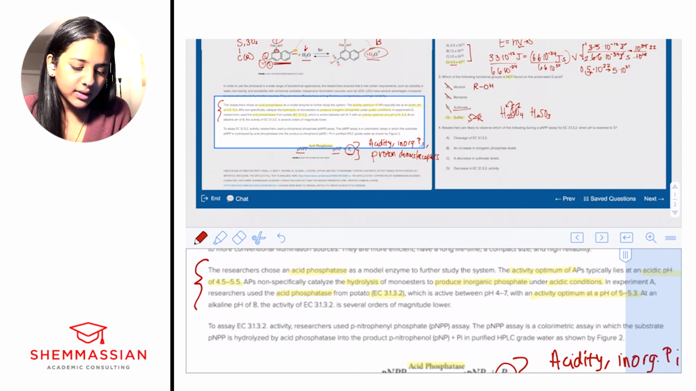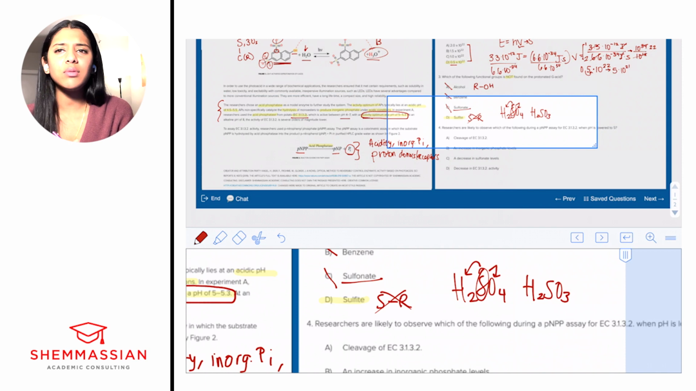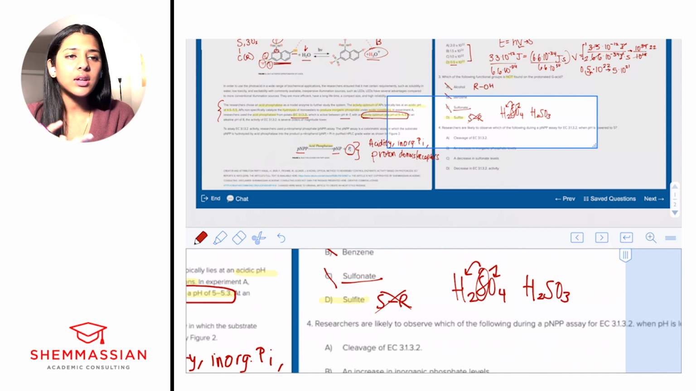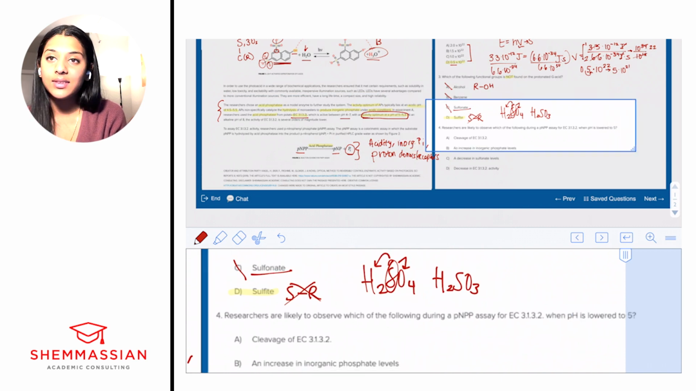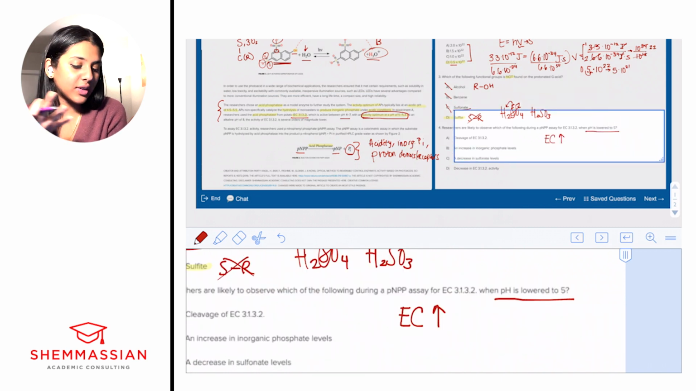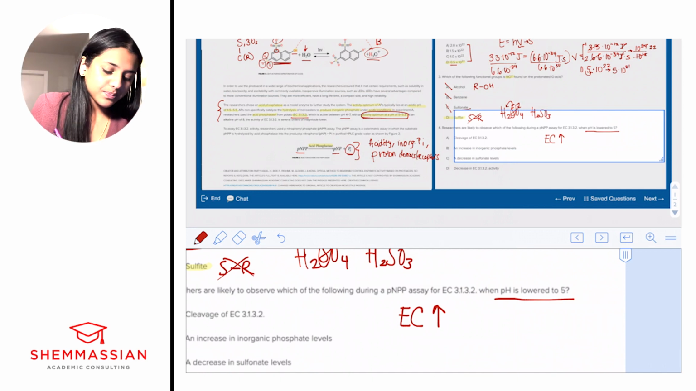And so what exactly do these answer choices say? A, cleavage of EC 3.1.3.2. So we don't learn anything about cleavage of the enzyme in this reaction or in this passage. It doesn't say anything about that. Surely that could be a way the activity increases, but since we're not given information about that, we're not going to make that inference at this point. So I would go ahead and cross that out.